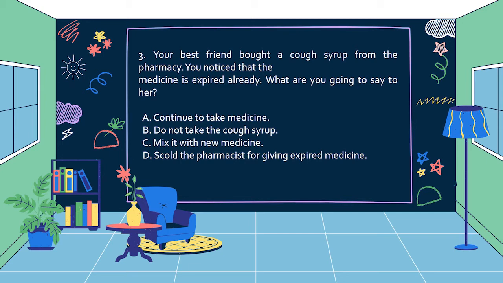Again, your best friend bought a cough syrup from the pharmacy. You noticed that the medicine is expired already. What are you going to say to her? A. Continue to take medicine. B. Do not take the cough syrup. C. Mix it with new medicine. Or letter D. Scold the pharmacist for giving expired medicine. Your answer?